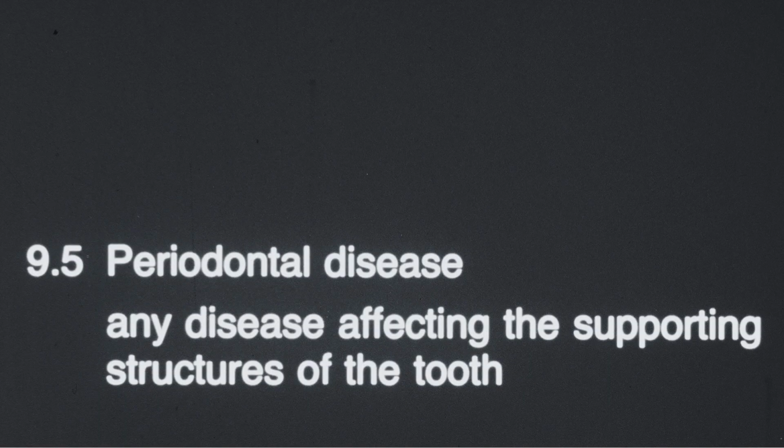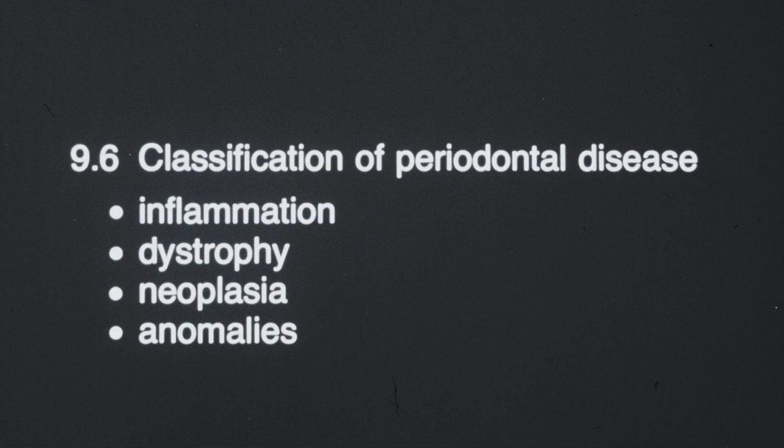Periodontal disease refers to any disease affecting the periodontium and can be divided into 4 major categories. Most periodontal diseases are inflammatory in origin, while dystrophies, neoplasias, and anomalies constitute the remainder of the lesions. In the 2 lessons on periodontal disease in this course, the primary emphasis will be on the inflammatory lesions. One of the most common diseases of mankind is gingivitis, or the inflammation of the gingiva. The textbook refers to a number of local and systemic factors which are frequently associated with gingivitis.